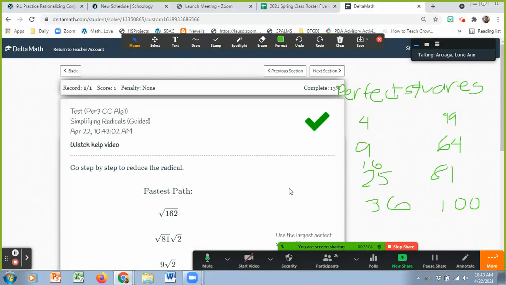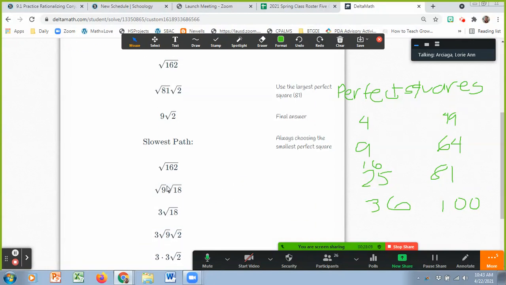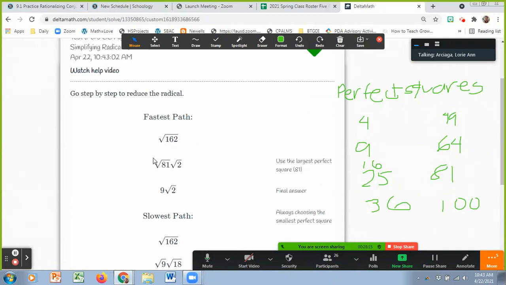Okay, any questions so far? Any question? It does give you another way to do it by using smaller numbers. Yeah, but I'm teaching you the shortcut. So find a number here that divides 162. Okay.